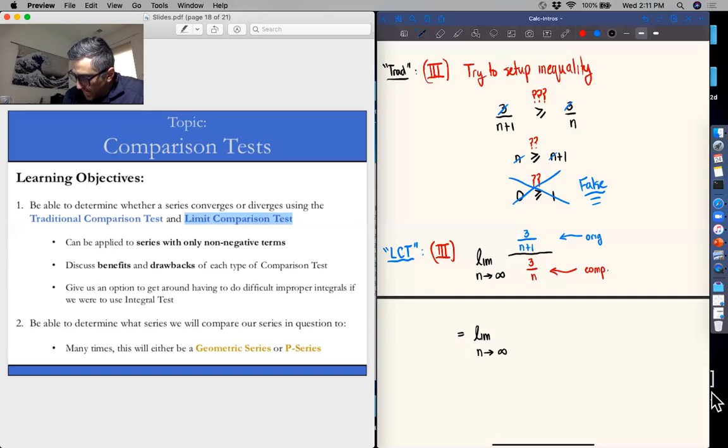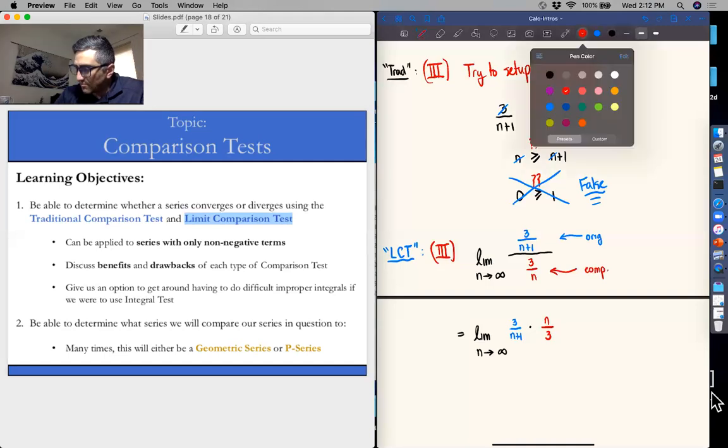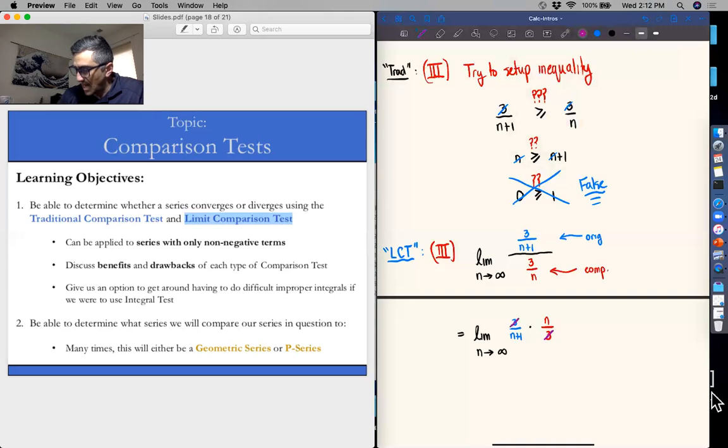So let's just set this up again. We're dividing 2 fractions, so we take that fraction in the denominator and we reciprocate and multiply. So we would have here that this is 3 over n plus 1. Then we multiply by the reciprocal of the fraction of the denominator, so we get n over 3. And then we just take this limit the way we normally would. Of course, we can do a little bit of simplification. Those 3's cross each other out. So we're really looking at the limit as n goes to infinity of n over n plus 1.